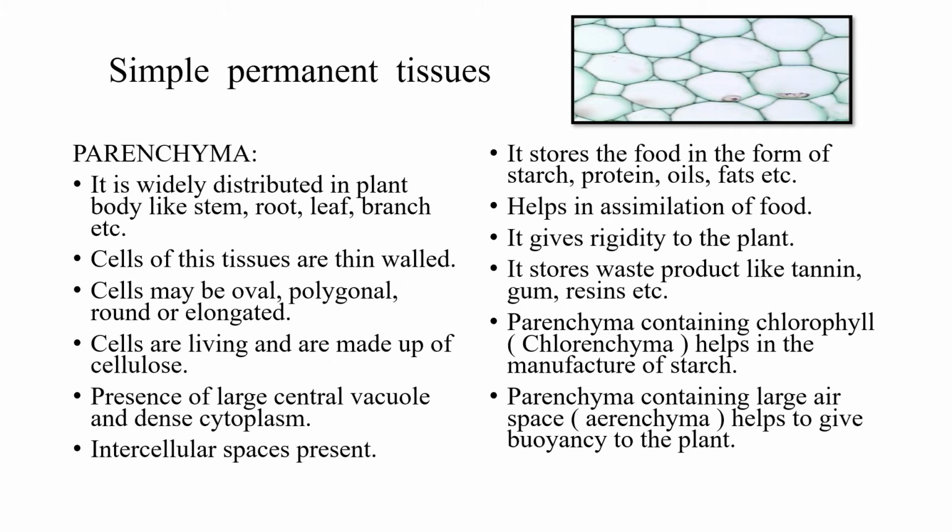If it has chlorophyll, we can call it chlorenchyma. It helps in photosynthesis, so manufacturing of starch. If parenchyma has more space, if it is filled with air, then we can call it aerenchyma. It helps to give buoyancy to the plant.